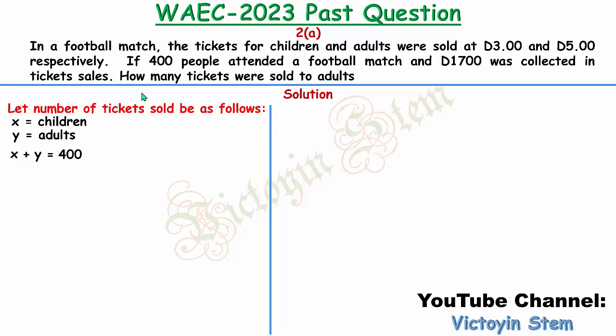How many are they? 400. Okay, 400, that's for children and adults. If you sum up their population, they are 400 in number. So I'll christen this equation 1.